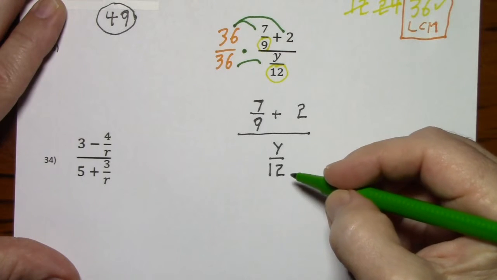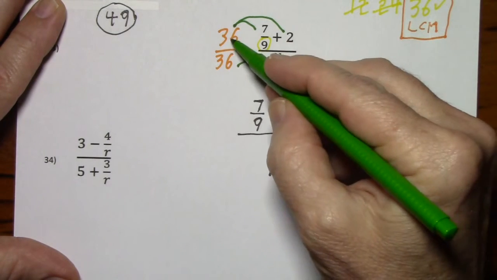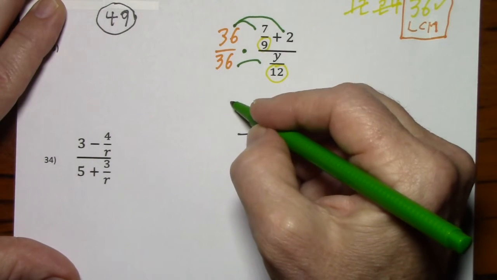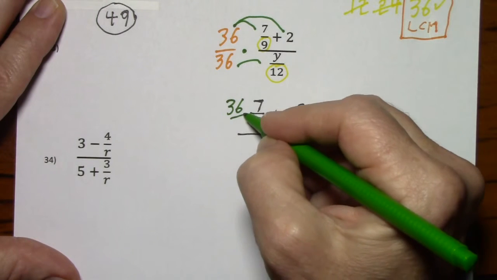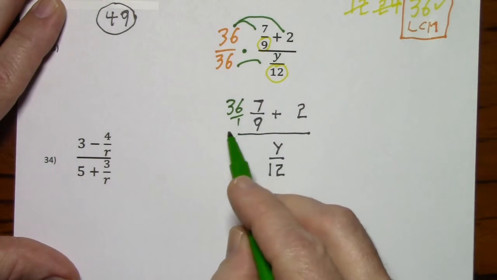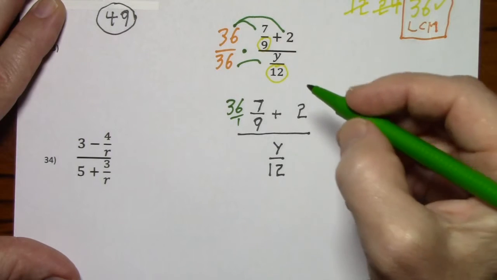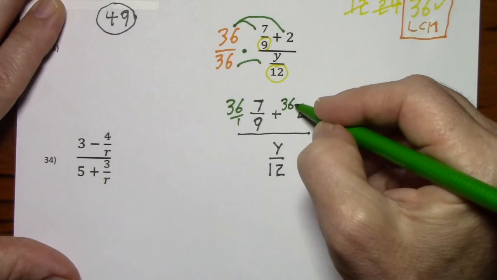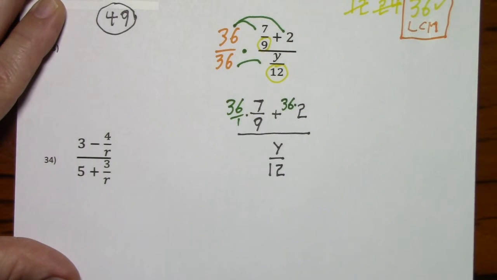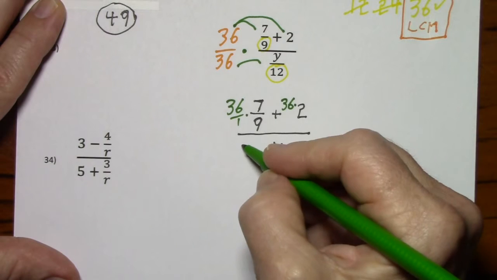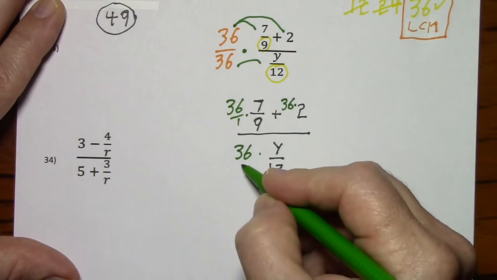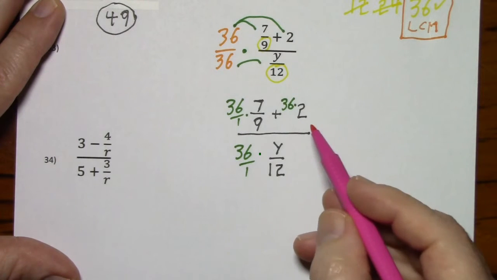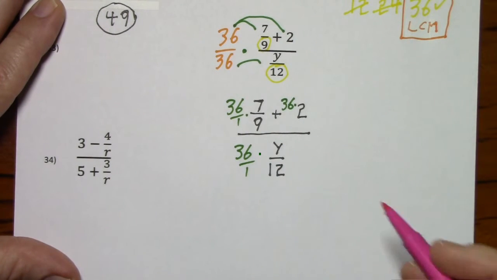So I brought everything down to show this explicitly. Again, the 36 gets distributed to each term. Here I want a fraction, so I'm going to write it as 36 over 1. But normally I'm not going to do that. It's just too much work. 36 times 2, and here 36 times y over 12. And I'll show the 1, but it's a lot of work. The whole point of doing this is to get rid of these denominators.